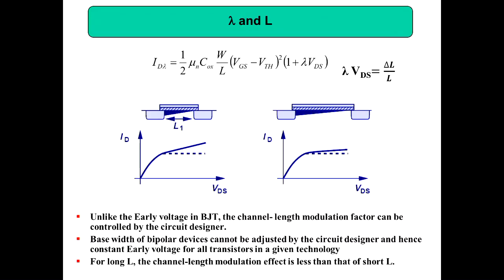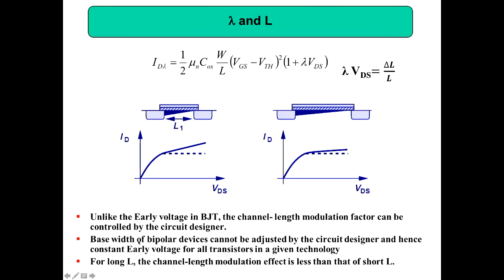But the MOS transistor people will say, how much do you want? Yeah, this much. Then I will control the length of the channel, and you can control it. So that's what it said. Unlike Early voltage in BJT, the channel length modulation factor can be controlled by the circuit engineer. That is the reason in modern technology your L is very, very small, because L is the process technology. Now we have got, I think, 12 nanometer technology. So you got more channel length modulation.